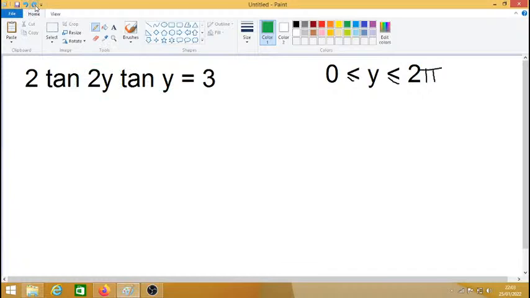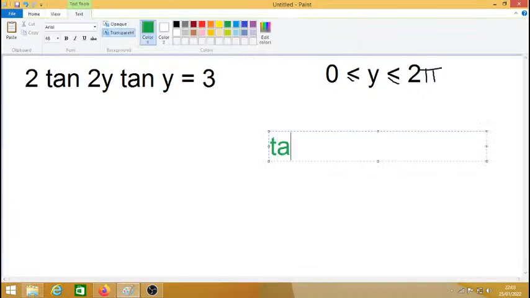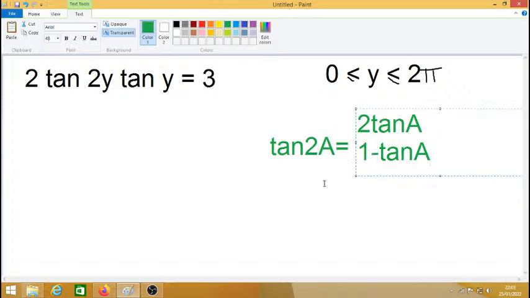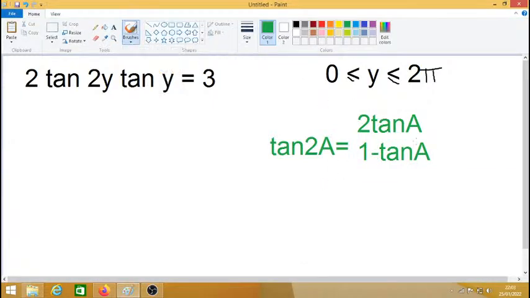So you've got to be thinking of your double angle formula for tan, which is tan 2a can be rewritten as 2 tan a over 1 minus tan squared a. So that's one we've done earlier on. You have to go back quite a few lessons before to get that one, but that is one where we've got to that. So now let's use that.